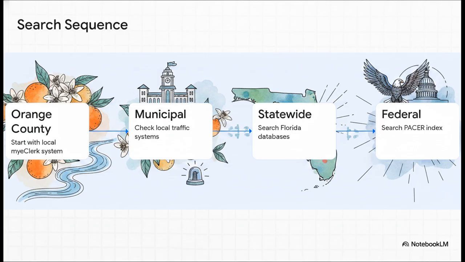Second, if it's a minor violation, check the Orlando traffic or municipal systems. Third, expand to the Florida statewide court databases, which is perfect for tracking appeals or multi-county cases. And finally, if none of those hit, search the federal court system. Following this hierarchy removes almost all of those annoying dead ends immediately.